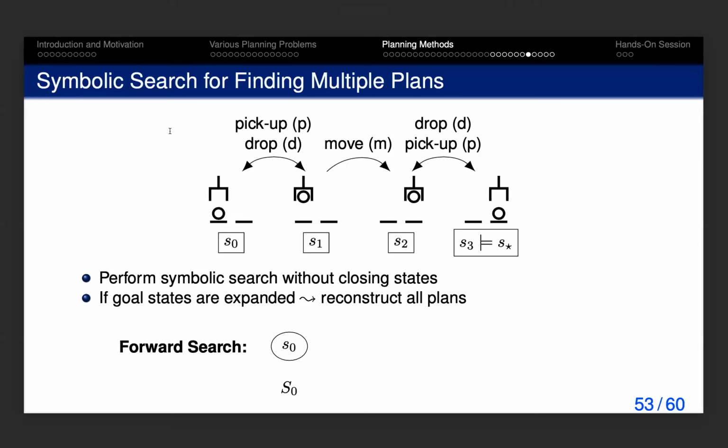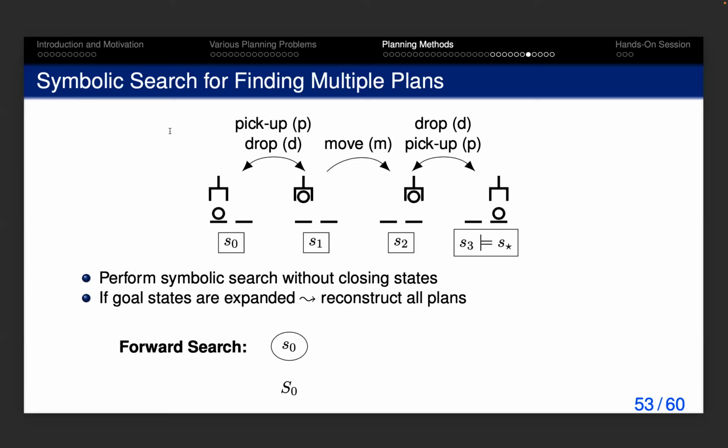So let me give you this really stupid but simple example with the iconic Gripper domain. We have here a gripper, a ball, and 2 rooms. This is the initial state, and you have actions like pick up, then you come to S1, you've picked up this ball, you move to the other room, and you can drop it. So that's the whole state space, and this one is the goal state.